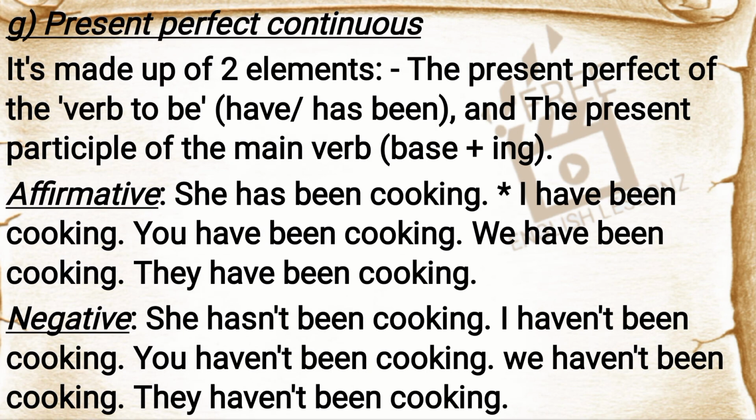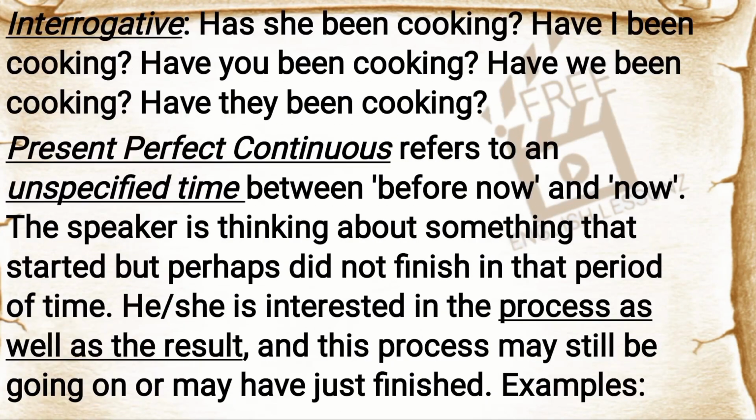G. Present perfect continuous. It's made up of 2 elements, the present perfect of the verb to be, have, has been, and the present participle of the main verb, base plus ing. Affirmative: she has been cooking, I have been cooking, you have been cooking, we have been cooking, they have been cooking. Negative: she hasn't been cooking, I haven't been cooking, you haven't been cooking, we haven't been cooking, they haven't been cooking. Interrogative: has she been cooking? Have I been cooking? Have you been cooking? Have we been cooking? Have they been cooking?